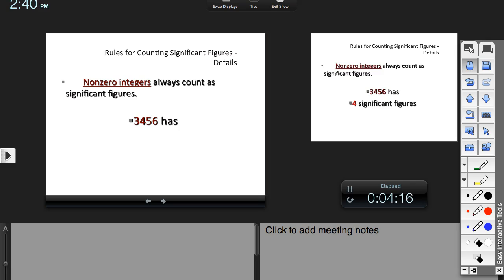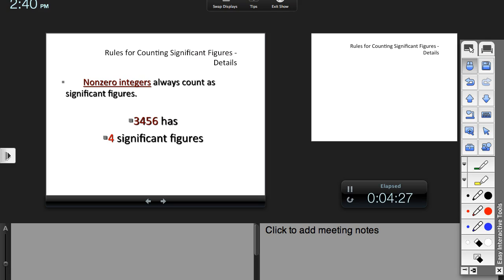All right, 100% on that one. 4, yay. Cool, piece of cake on that one. Any non-zero digit or integer is significant. So that has 4 significant figures. So take your pencil and write that down so that when you look back at your notes, you'll have that down.